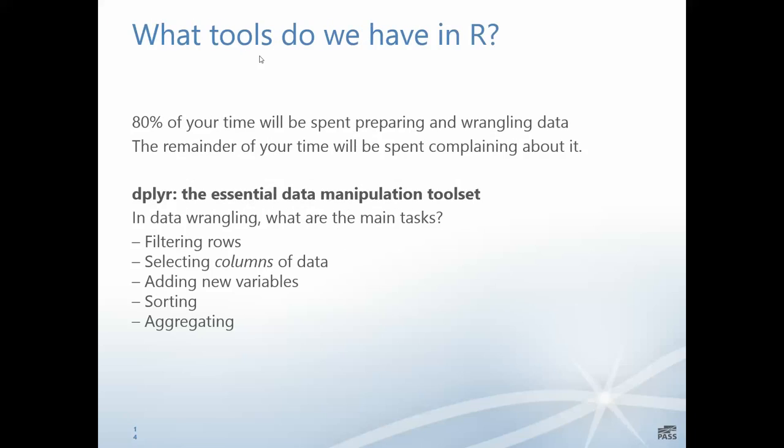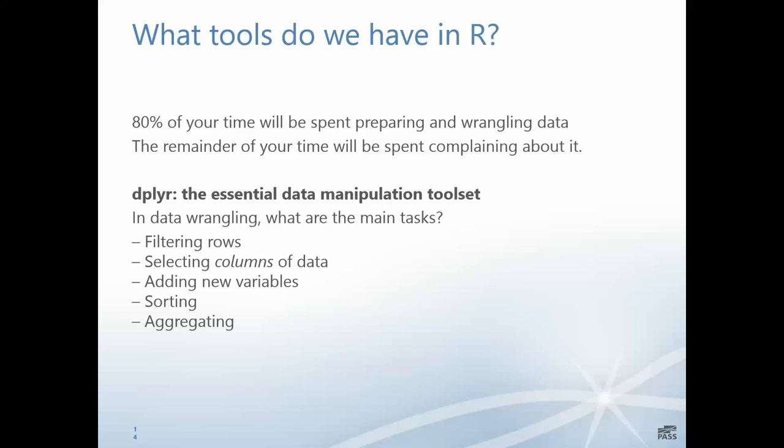So what tools do we have in R in order to accomplish this? Well, in R, 80% of your time will be spent preparing and wrangling data, and the remainder of your time will be spent complaining about it. So the essential R data manipulation tool set is called dplyr. In data wrangling, what are the main tasks? Filtering rows, selecting columns of data, adding new variables, sorting and aggregating. These are 5 key data manipulation tasks which we do in R.